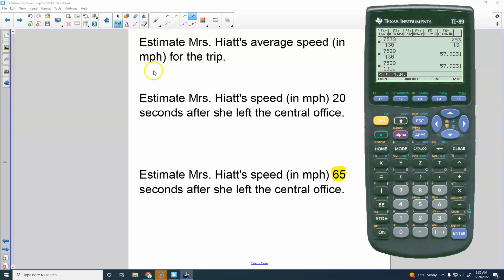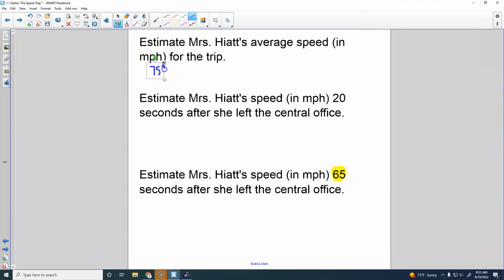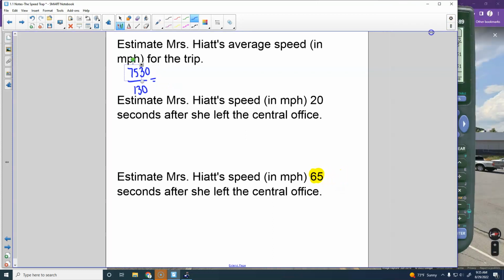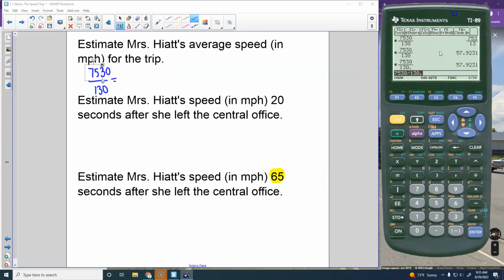So we did 7,530 divided by 130, and it gave us, let's see, let me make this work. It gave us 57.9234. But this was feet, and this was seconds, so that means our answer is in feet per second.